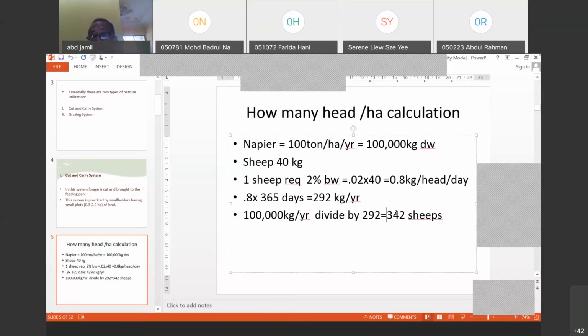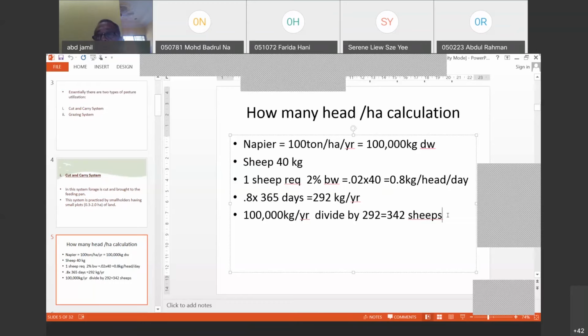But if cattle, you cannot keep as many as sheep here. Cattle you must calculate again. One cattle weighs how much, and if one cattle requires 2% body weight, how much does one animal need per day and per year, and we divide by the biomass of grass you can get. This is dry matter, okay? So how can you convert this to fresh weight?